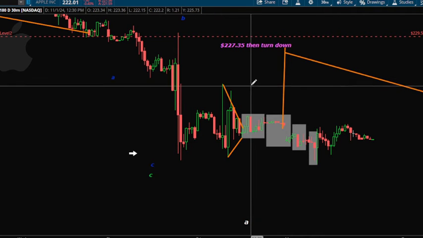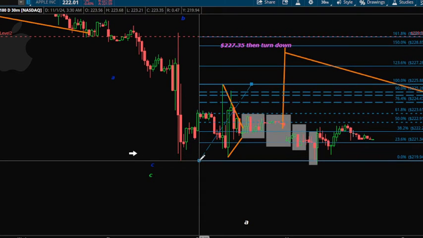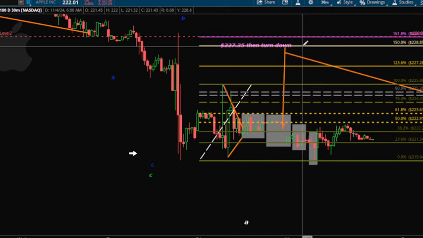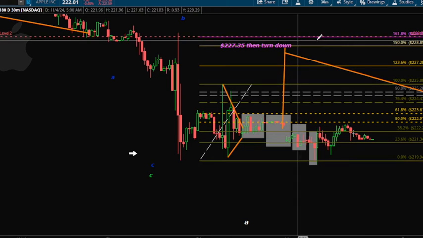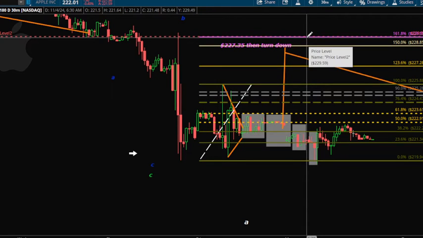And this is short term. It could go higher than that. This is just 30-minute time frame. So I got that at the 150. I think I have a price level up here. So the 161.8 actually hits right on that at 229.49.